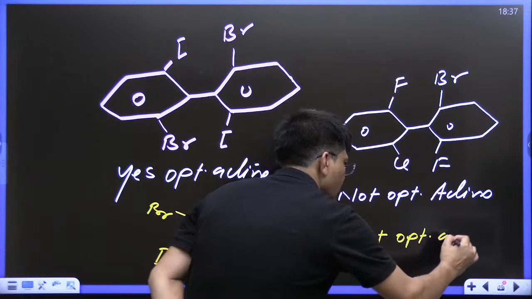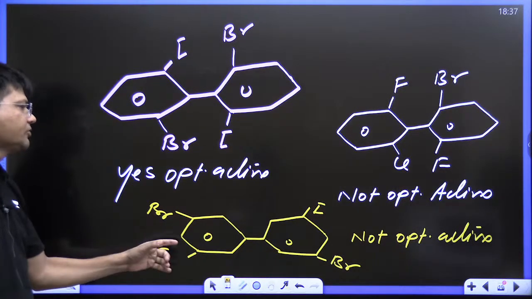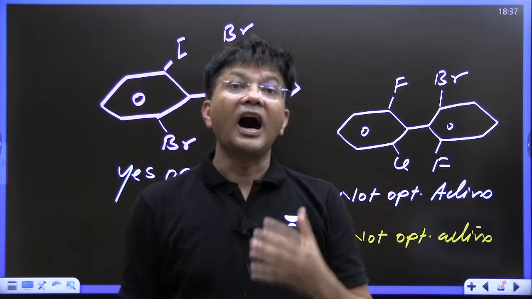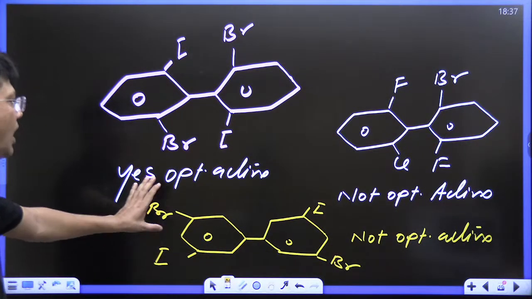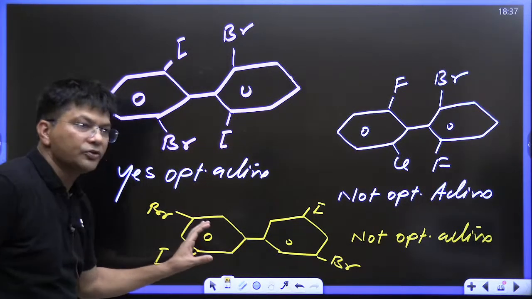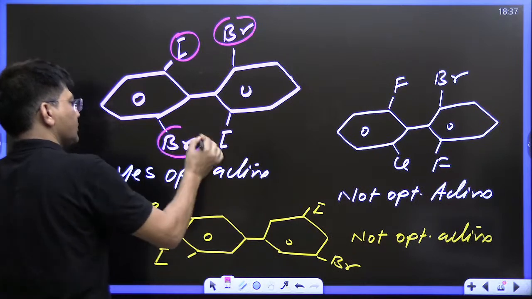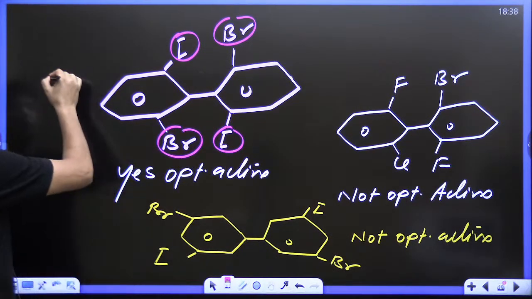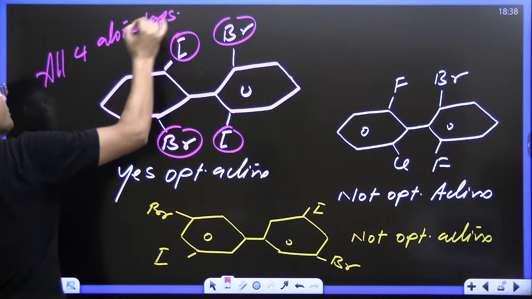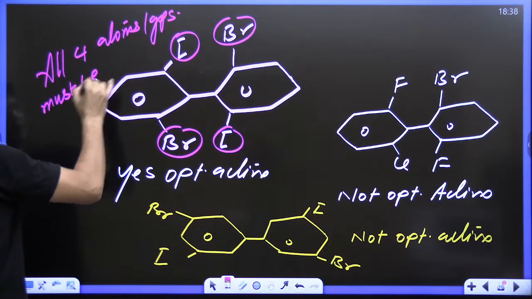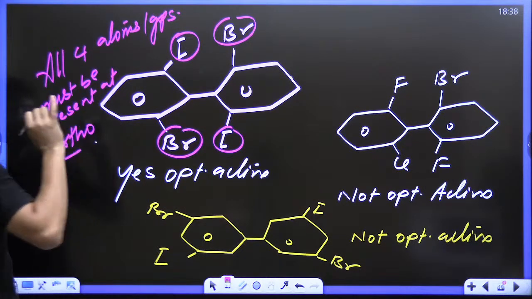Now kids, your brain must have started thinking why this compound is not optically active. What's wrong with this compound? Sir, please explain why. Now see kids, there is one funda. These groups are at ortho position. All four atoms or groups must be present at ortho. Otherwise, this compound is not going to be optically active.